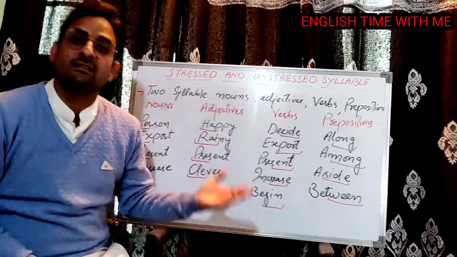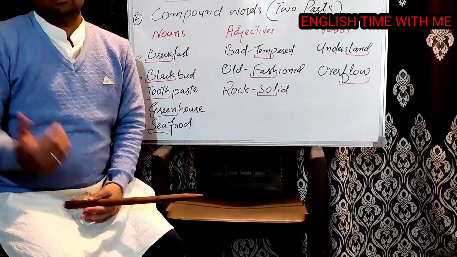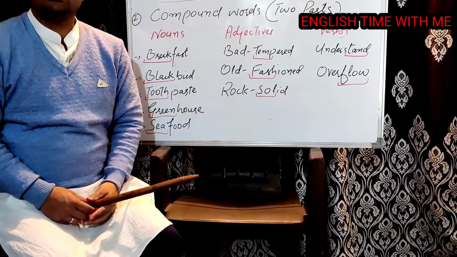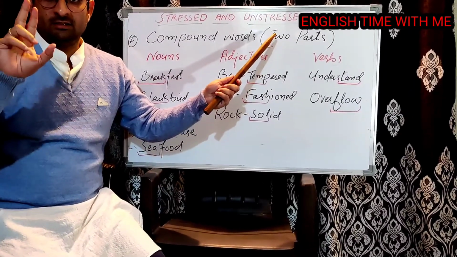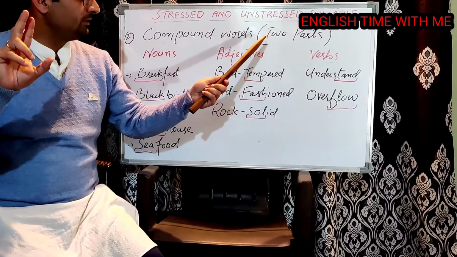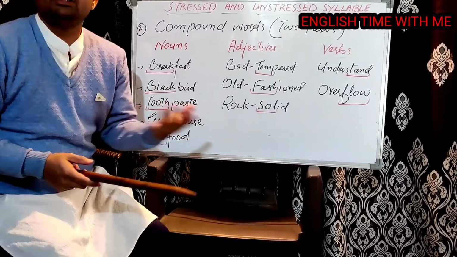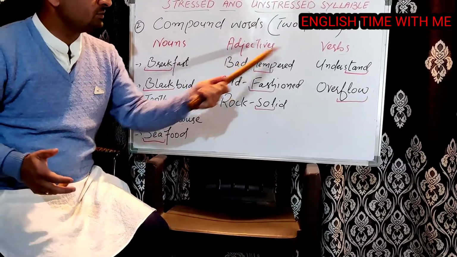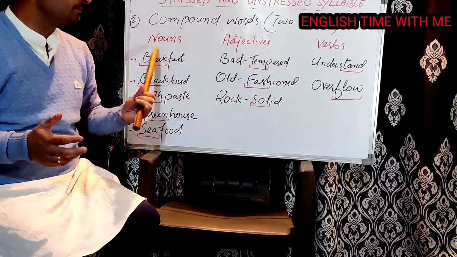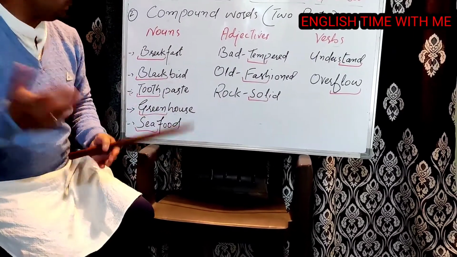Now we will move to another category. It is the category of compound words with two parts. Okay, when you have a compound word with two parts, where to put the stress? We have compound nouns, compound adjectives, and compound verbs. These are not simple nouns, adjectives, and verbs, but compound ones.